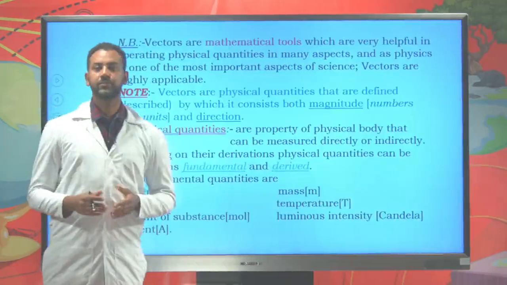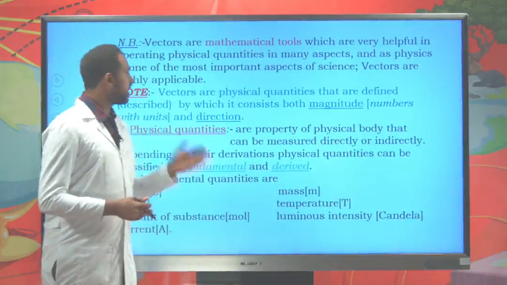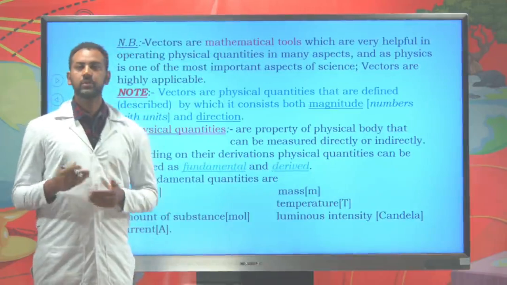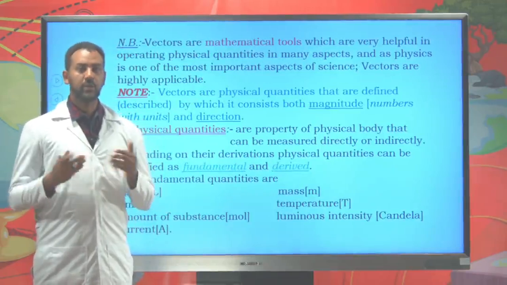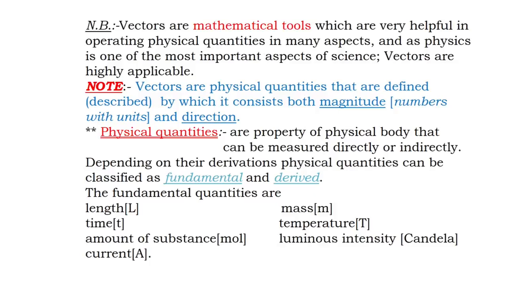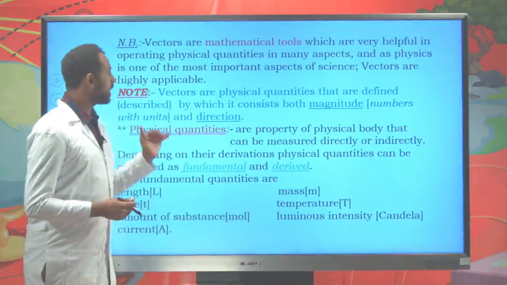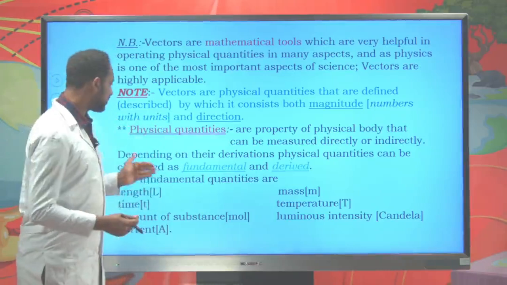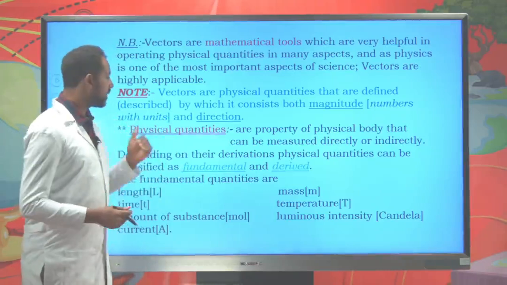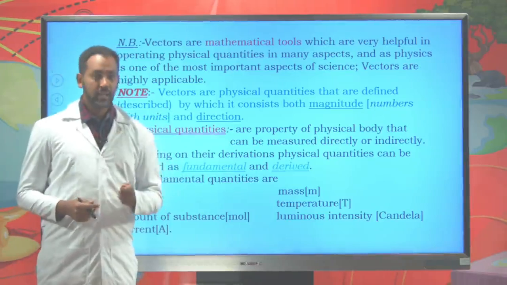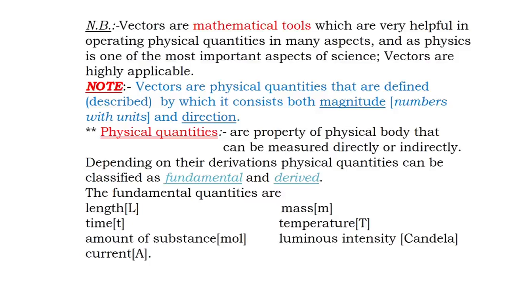So first, let's define what vectors are. Vectors are mathematical tools which are very helpful in physics, especially when we discuss different quantities. Physical quantities are anything which are measurable directly or indirectly. Therefore, it's possible to classify physical quantities into two. According to their derivation, as fundamental and derived. But depending on the direction content, as vector and scalar.